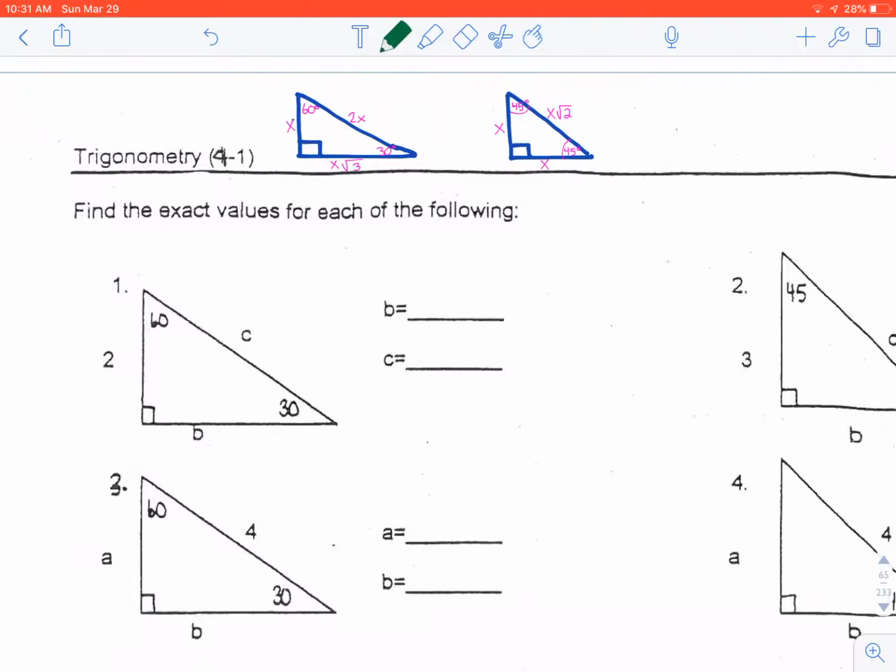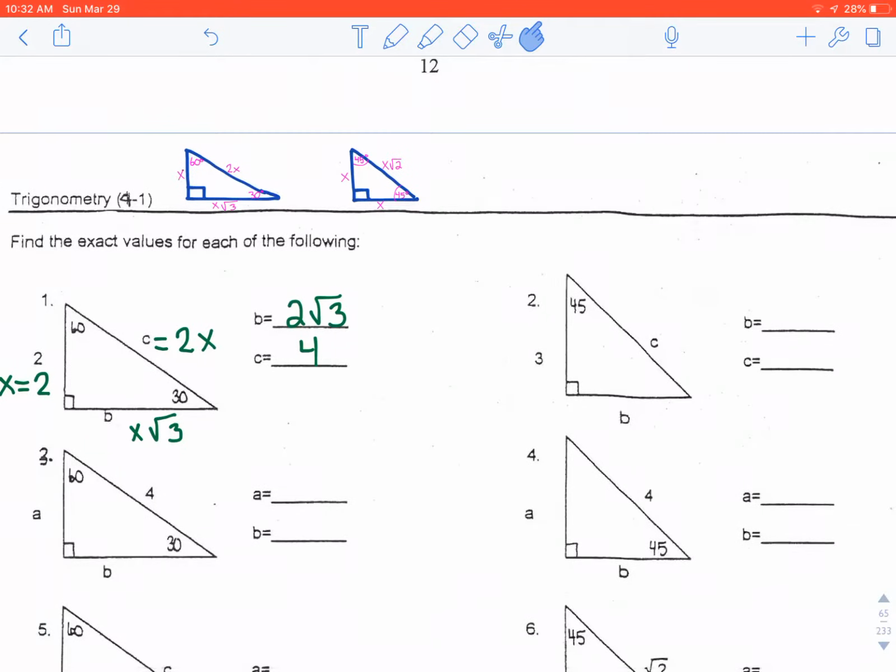Okay, and they give us the short side. So just a reminder, I would label what you're given. We know that our short side is always x, so we have x equals 2. So this one's pretty easy. We know our longer side is the shorter side times square root 3. So b is just taking our x value times square root 3. And our hypotenuse, which is c, is always 2x. So we're just taking 2 times 2, which is 4. So that's our answer for number 1.